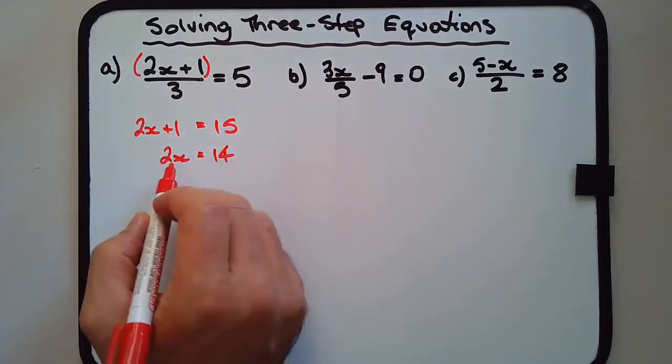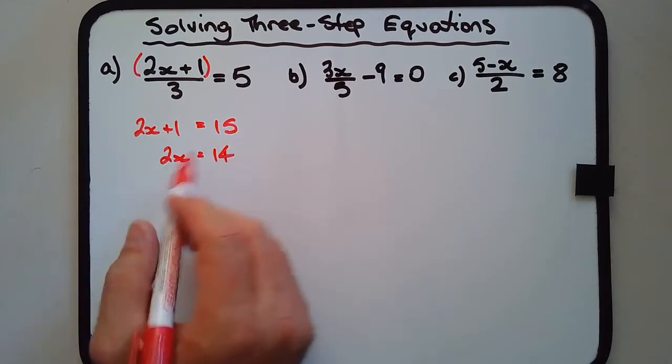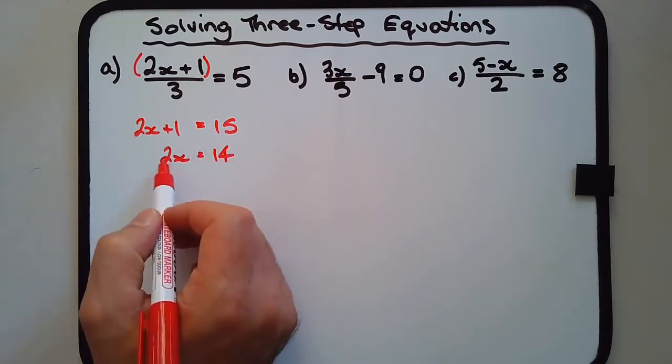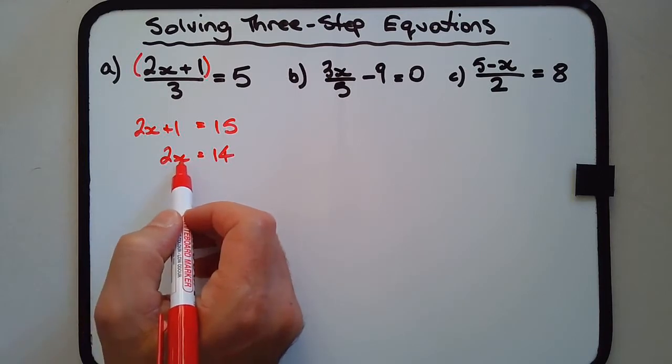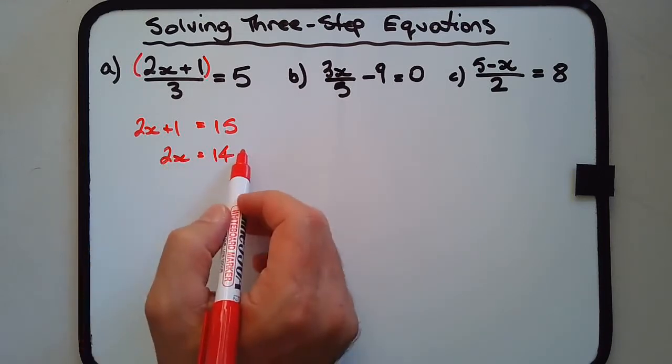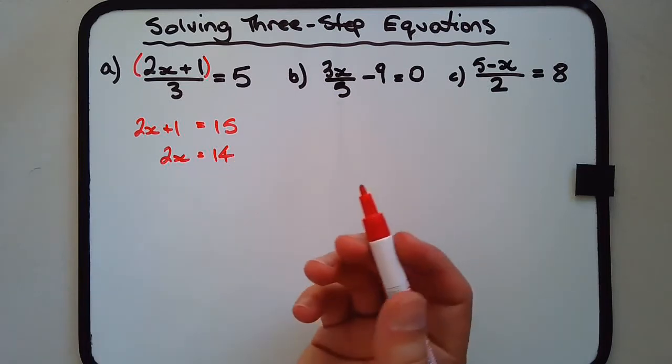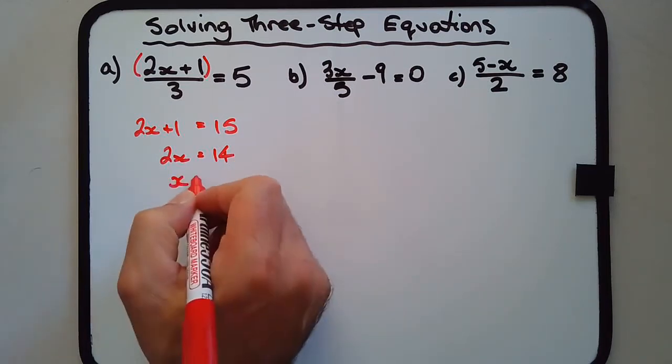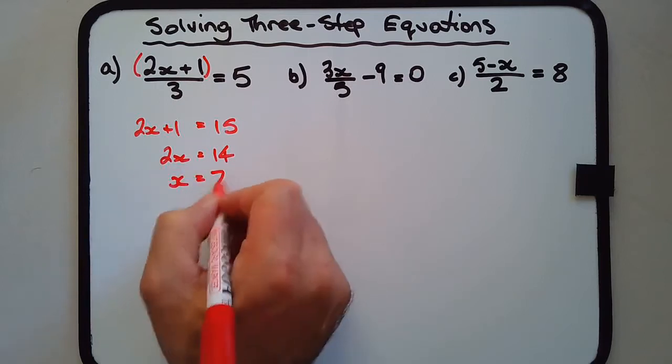And then lastly, we're going to divide both sides by 2. Basically, that means this 2x, which means 2 times x, or x times 2. When we move the times 2 over to the other side, it becomes a division by 2. So x is equal to 14 divided by 2 is 7.